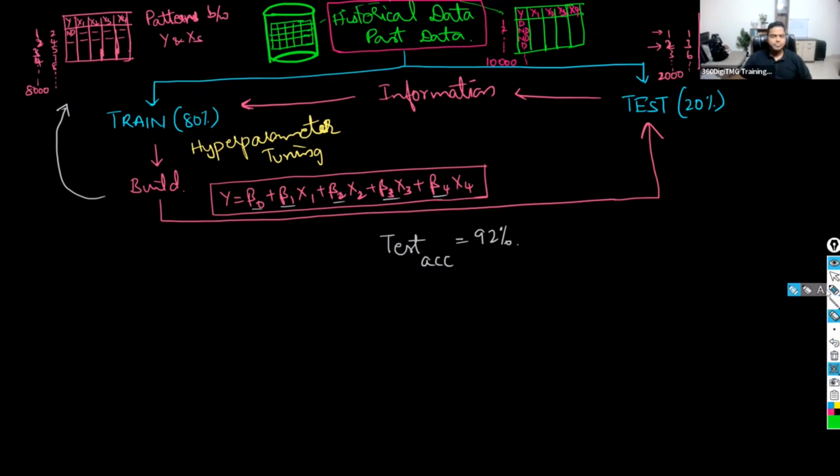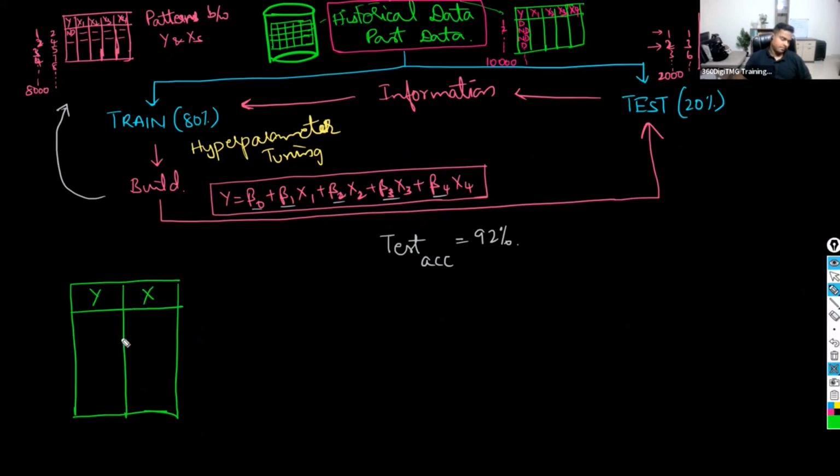It's like this, friends. Let me explain that. Say you have an output variable and input variable, so you have 4, 2, 6, 3, 9, 1, 10, 5. In that way, say you have data.